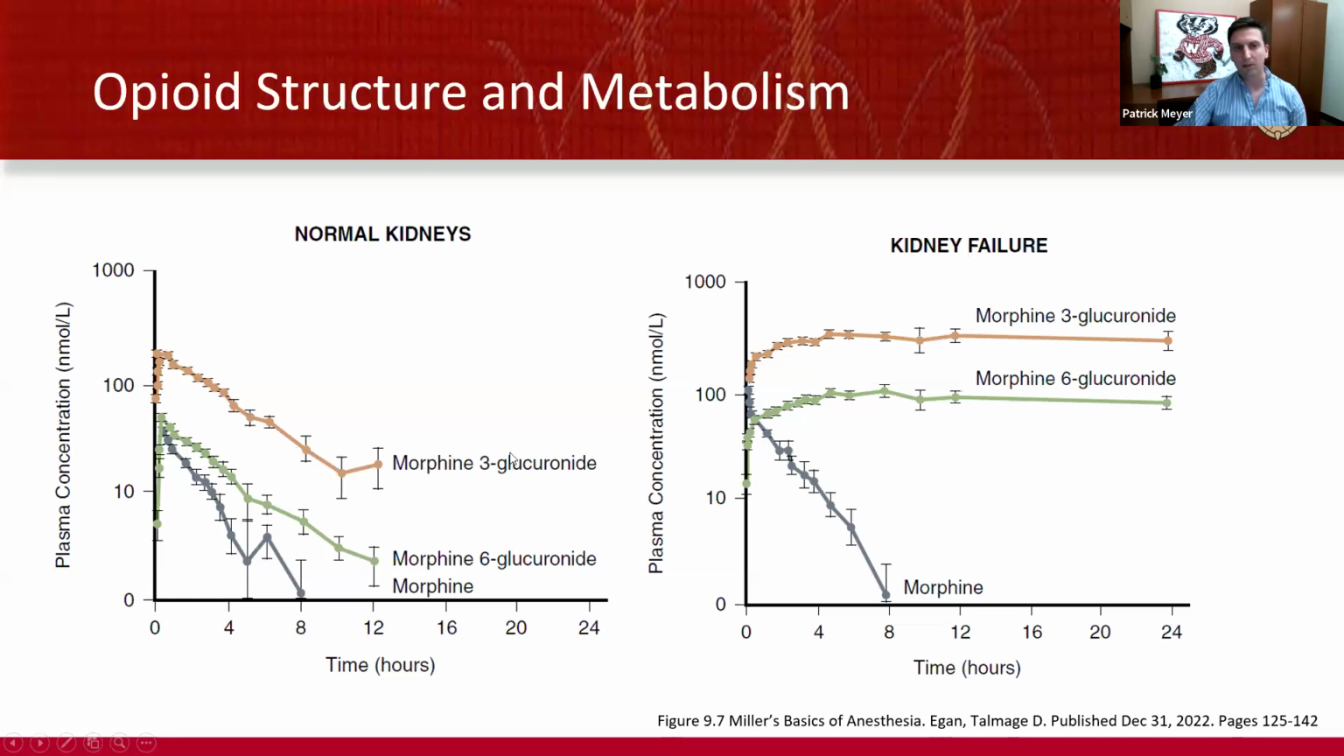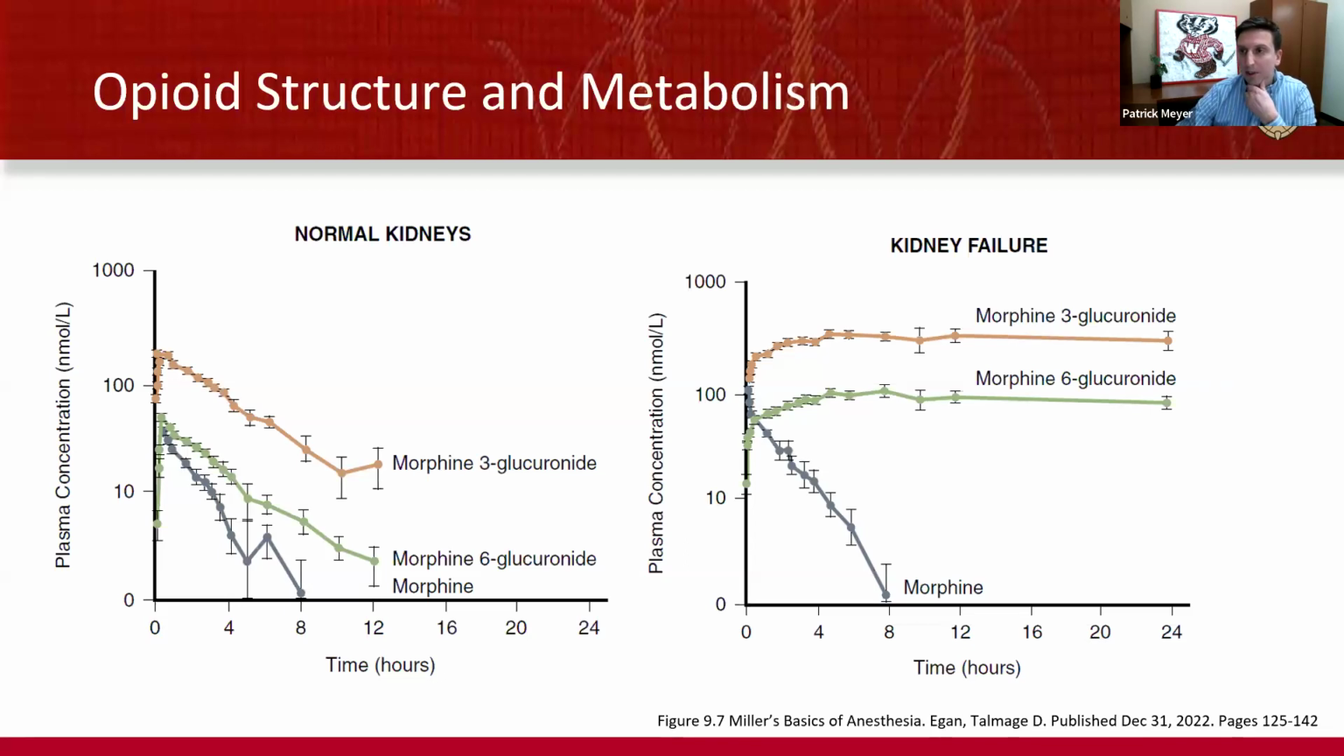In normal kidneys, you can see that as morphine is broken down, those are created, but then those taper down over time as well. In the kidney failure patient, you'll see that those accumulate because they're excreted by the kidneys. It turns out that M3G is inactive as an analgesic, so it doesn't really have an effect, but it can cause neurotoxicity. M6G is actually a really potent analgesic.